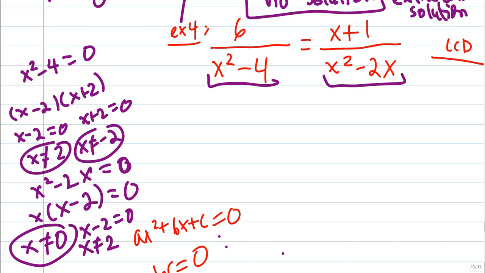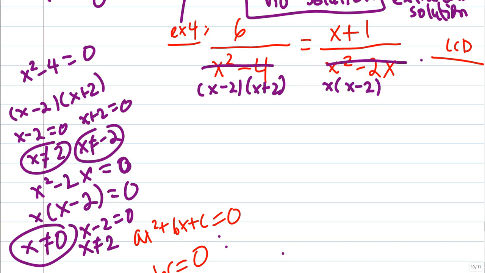So what is the LCD here? And I please, please, please, I beg you, don't just multiply these by each other. We already factored them. This is what? X minus 2, x plus 2. Don't just multiply them by each other. This is x times x minus 2. So what does that do for me? Well, they both need this x. This one doesn't have one. So the LCD will have an x. They both need an x minus 2. They both have an x minus 2. Okay, so that's part of the LCD. And they both need an x plus 2. This one's missing that. So that's the last part. So x, x minus 2, x plus 2.